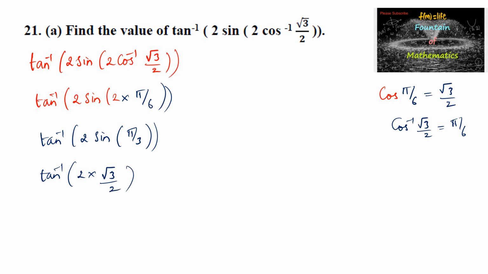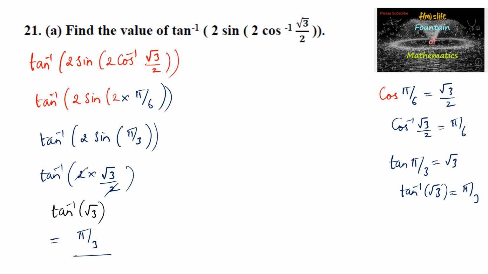So we can write here 2 gets cancelled. So tan inverse of root 3. And we know that tan pi by 3 is equal to root 3. So we can write tan inverse of root 3 is equal to pi by 3. So we can give the answer here pi by 3. So the value of tan inverse of 2 sine of 2 cos inverse root 3 by 2 is pi by 3.